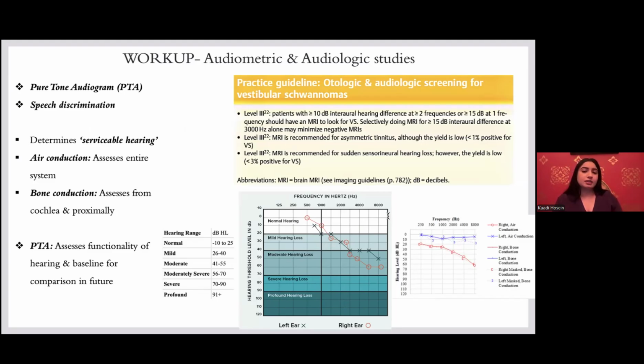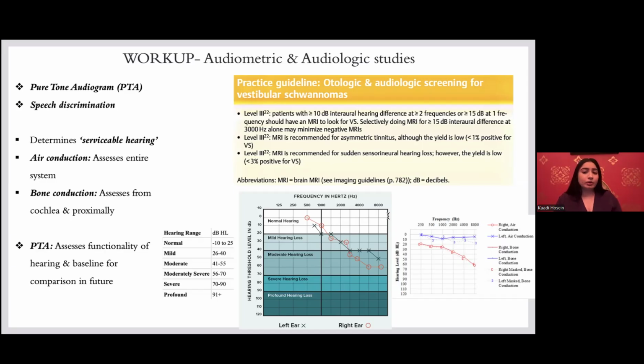Air conduction assesses the entire system, whilst bone conduction assesses the cochlea and proximally. And the pure tone average, or PTA, is a single numerical score that's an average of the thresholds of frequencies across the audio spectrum. And on hearing tests, an unexplained PTA difference from one ear to the other of more than 10 to 15 decibels is suspicious and should be investigated further.